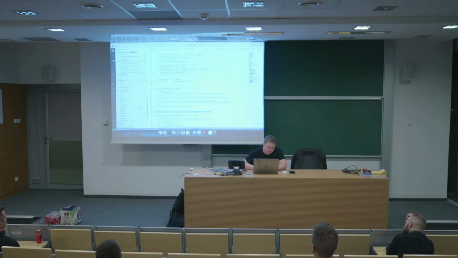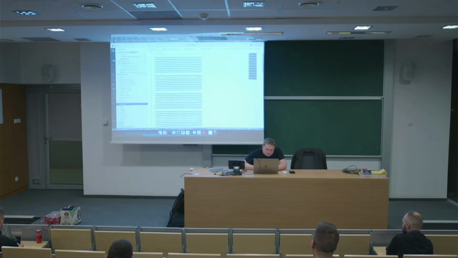So when we look at the circuit, let's look at the if. Sometimes you have those huge numbers here, which is this prime field minus 1.